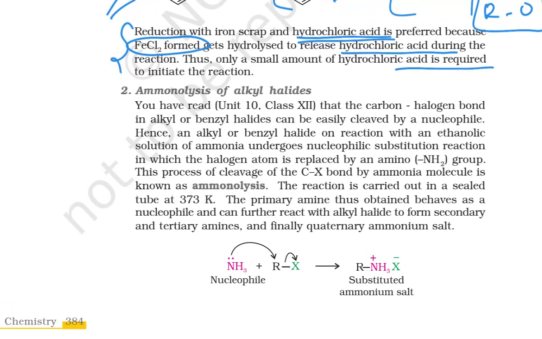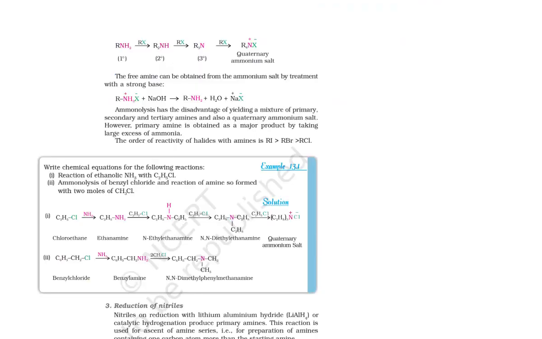Okay, so ammonolysis, I will teach you the definition. The process of cleavage of C-X bond by ammonia molecule is known as ammonolysis. Okay, so look here. Here there is a process of cleavage of the bond. This is the cleavage here. Okay, bond by ammonia, by using its lone pair of electrons. So this we call ammonolysis. Understand? Okay, next.